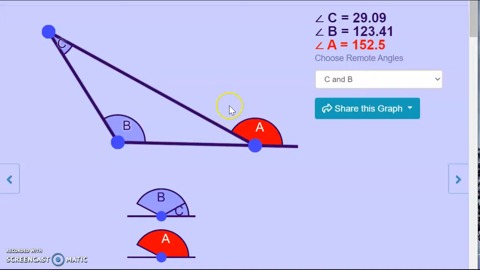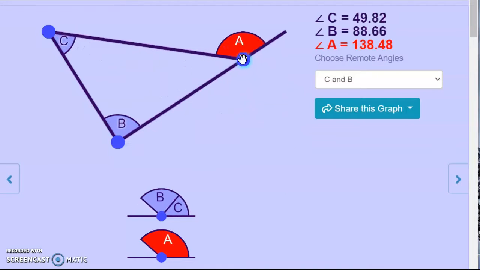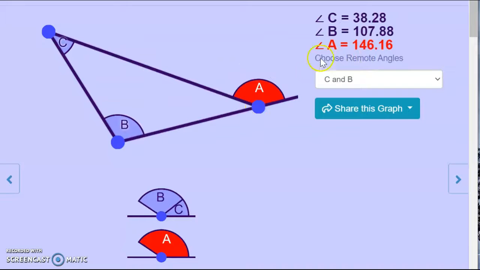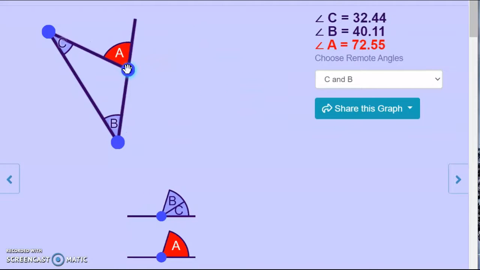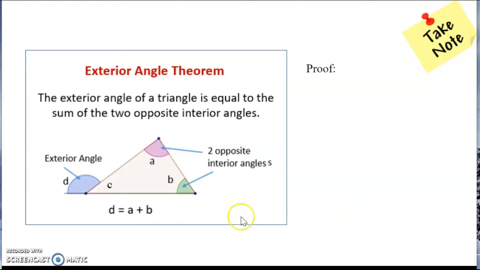Okay, this is a new theorem, and that is true whether it's like this, C plus B, 49, that's about 50, plus 89, that is 138. If I move this here, 38 plus 108, that's going to be 146. So it does not matter what the triangle looks like, the 2 interior angles will always add up to be the same as the exterior angle. So please pause the video and take note.